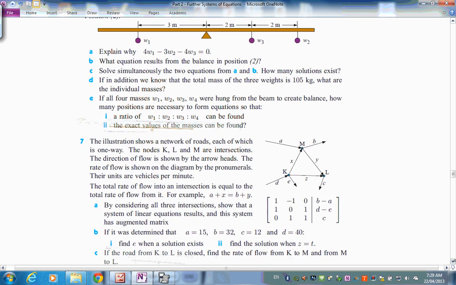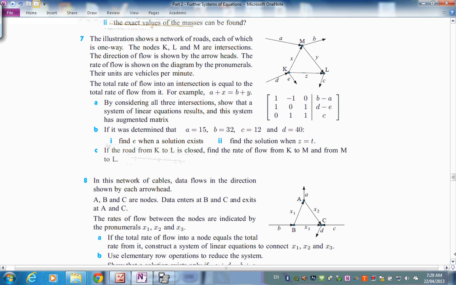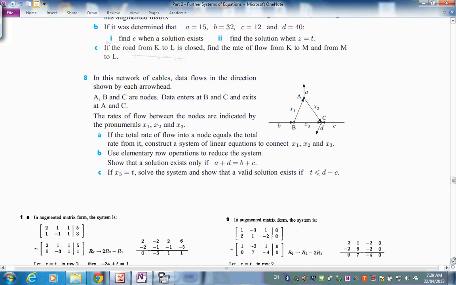And then in question 7, intersecting roads. That's an interesting application. Networking sort of idea there. And question 8. Again, a similar sort of question. Okay, so I'll come down to the solutions.